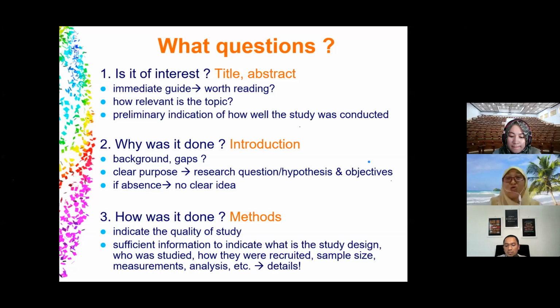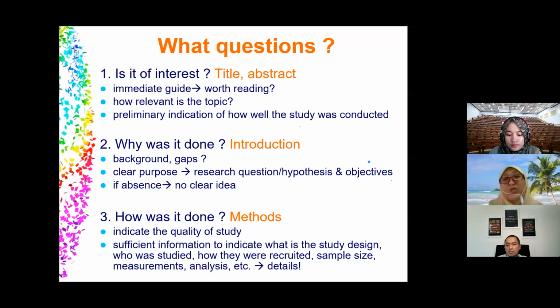Kalau title-nya bagus, but when you read the abstract, it's not what you want and it doesn't have any added value to what you already know, so maybe it's not worth reading. Yeah, whether the topic is relevant or not. Sometimes the study is conducted very well, but it is of little value because it is not relevant anymore. The topic, for example, mercury in amalgam is already an outdated topic, so it's not relevant. Yeah. This title and abstract actually is a preliminary indication of how well the study was conducted. So from that, okay, title, abstract, good. So you move to the next one.